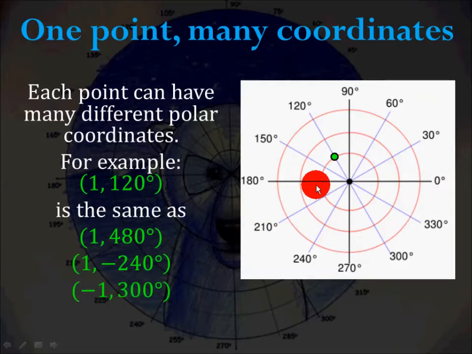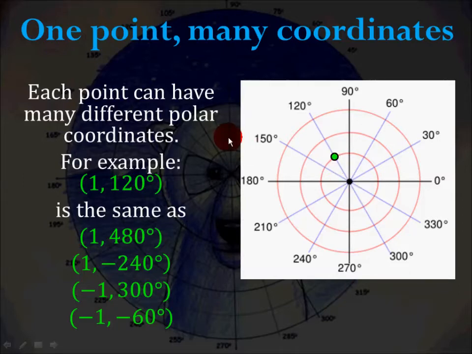This is also the same as negative 1, 300. If you started here, went all the way to 300, but now because your R is negative, you go 1 unit in the opposite direction, you're going to end up there. That's also the same as negative 1, negative 60. If you were to graph both with negative R and negative theta, you would first start here 1 unit away and then go 60 degrees clockwise because it's negative. But because your R is negative, you would go in the opposite direction. So instead of being here, you would go all the way up there.